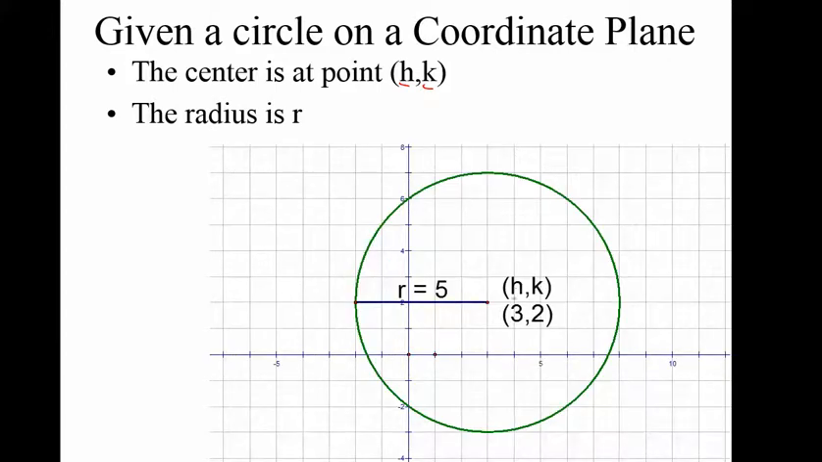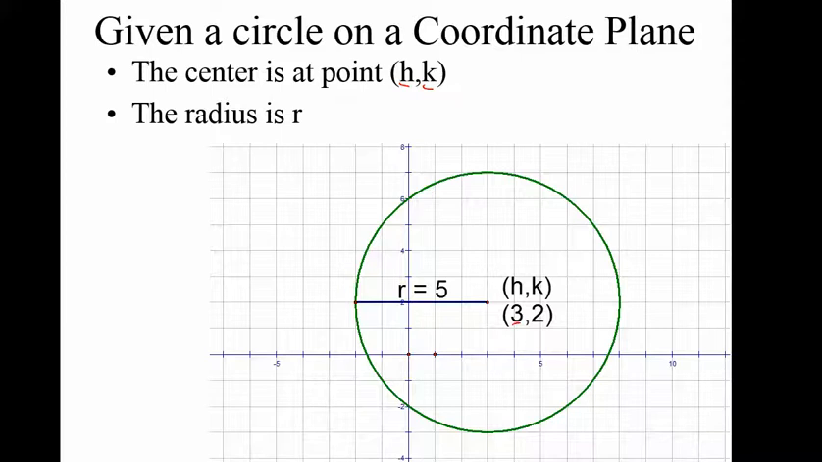Again, H is the X coordinate of the center point. Here's our center, 1, 2, 3. And K is the Y component. So we're going up 2, so it's 2. The radius is how far it is from the center to the edge of the circle. So 1 box, 2 box, 3 box, 4 box, 5 boxes. So our radius is 5.